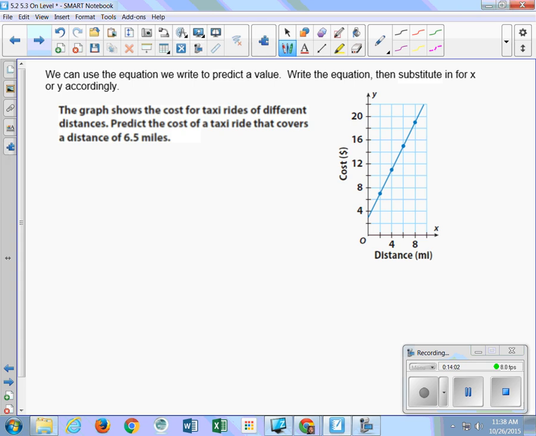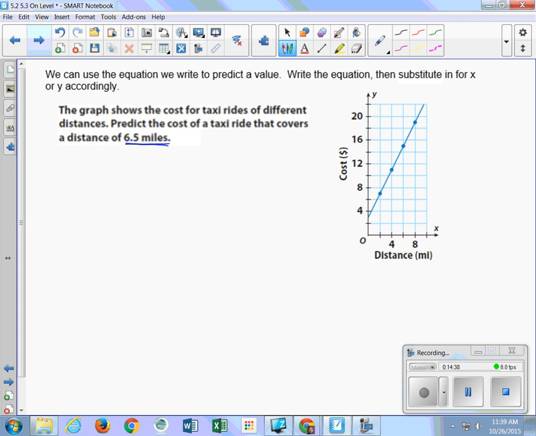Next one, use the equation we write to predict the value. Write the equation and substitute it in for x or y accordingly. Alright, the graph shows the cost for taxi rides at different distances. Predict the cost of a taxi ride that covers a distance of 6.5 miles. Let's figure out, do we need to put it in for x or y? What is the label for y? It is dollars. That's our cost. What's the label of the number that we're trying to figure out? Miles. Miles is the label for the x axis, so we're going to plug it in to the x.